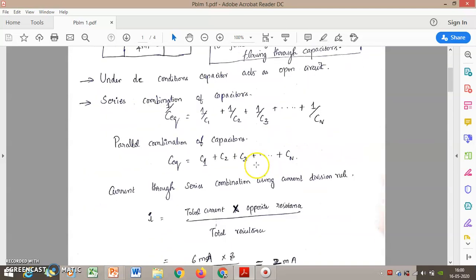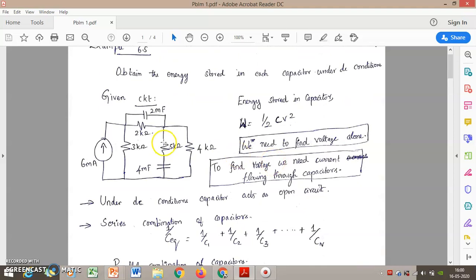We'll start. For finding voltage, we need to find the current. But when we open circuit this line, there will be no current flowing through this line, so we can leave this. When we open circuit this one, there will be no current, so we can leave this. So the circuit becomes 6 milliamps, 3 kilo ohm, and 2 and 4 kilo ohm in series. 3 kilo ohm is in parallel with 2 and 4. This is what the circuit will look like.